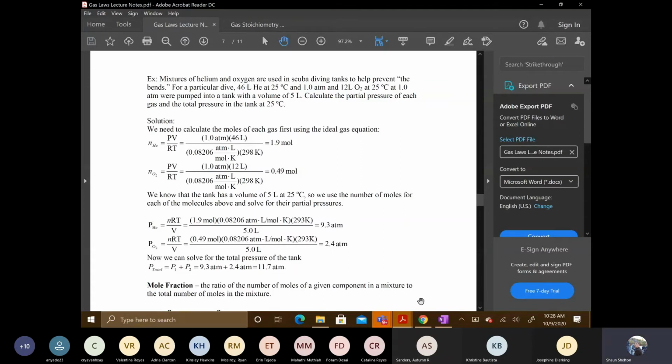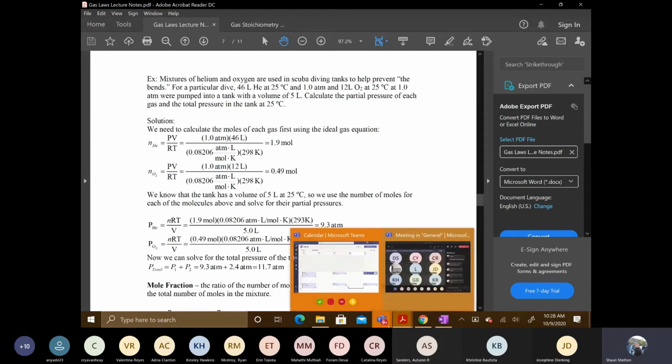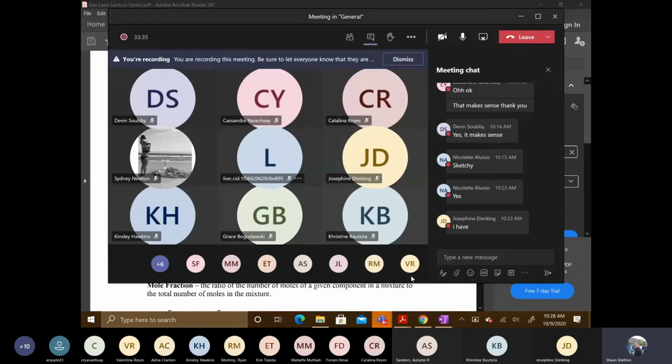Are there any questions on that? Now, I'm sure that your heads are spinning right now. But just keep in mind that it's nothing that's really new, other than the fact that we're applying Dalton's law using the ideal gas law. All right, so questions, do y'all have any questions for me?